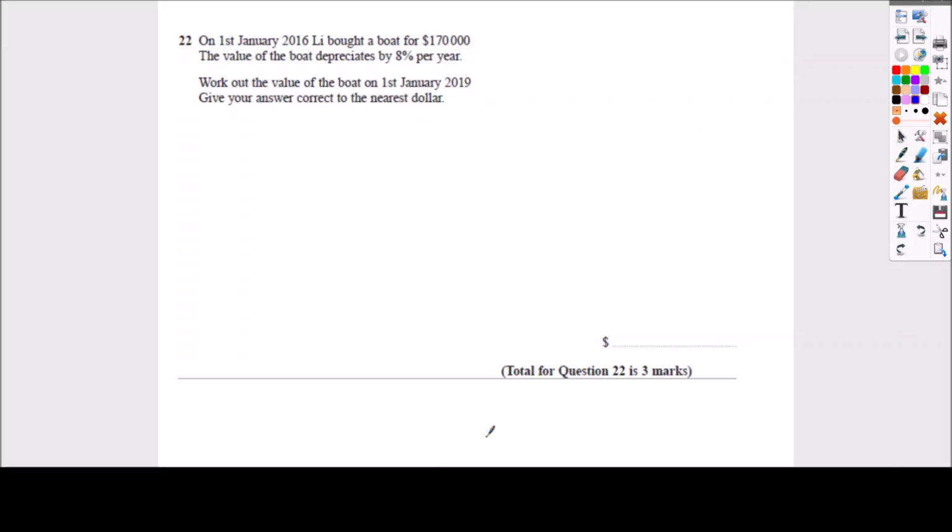Question 22. Now this is quite tricky. So if something is depreciating, it's going down in value. So if it's depreciating by 8%, it's going down by 8% each year. So we're going from 100% and it's reducing by 8% each year. So 100% take away 8% is 92%.